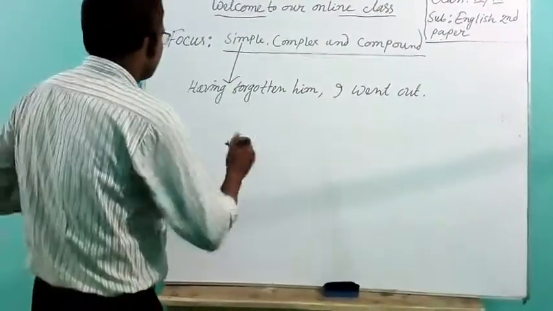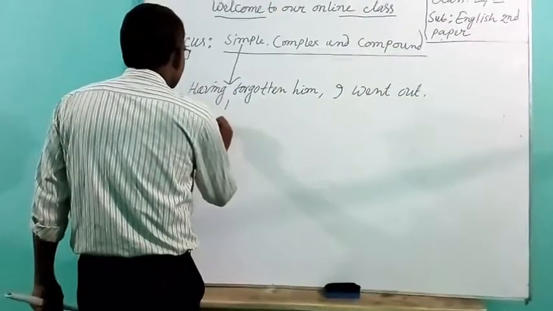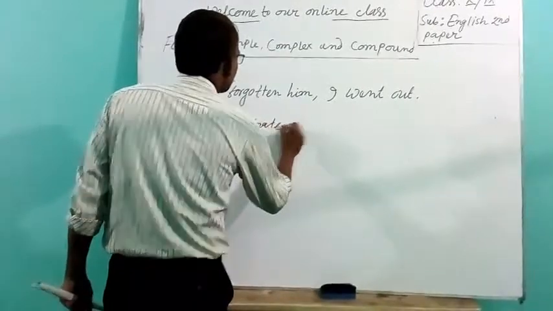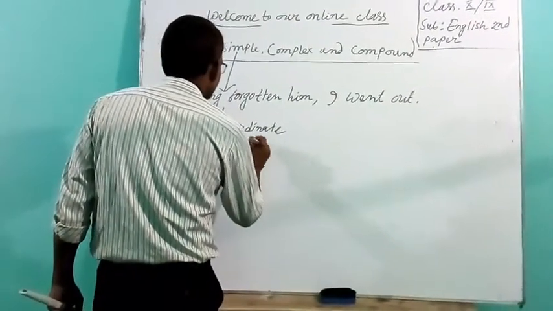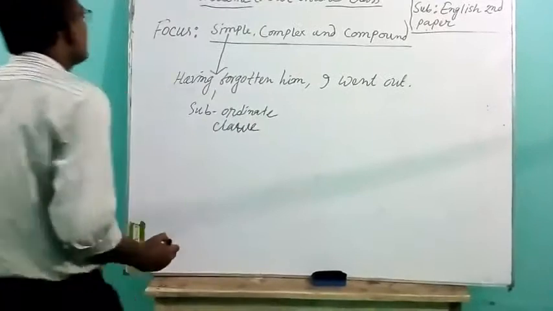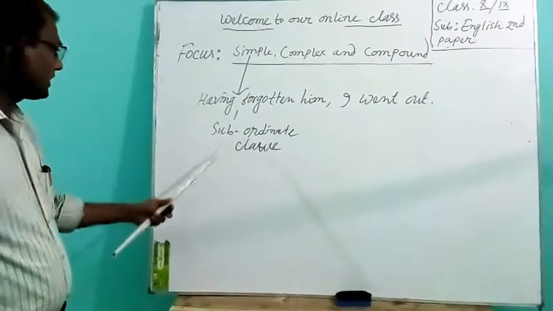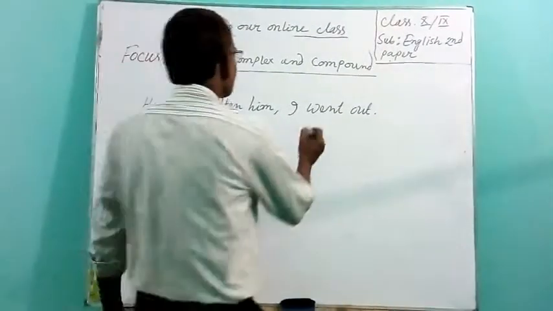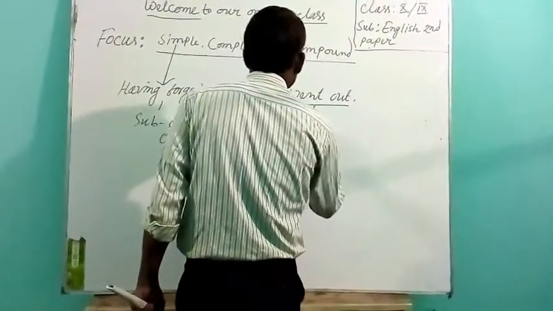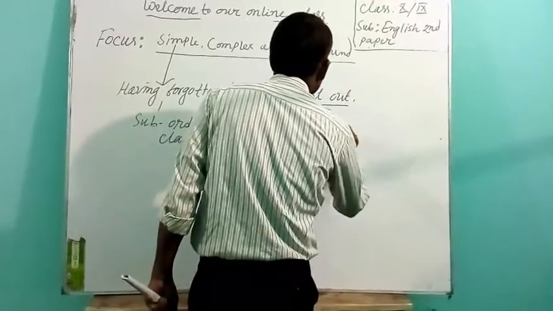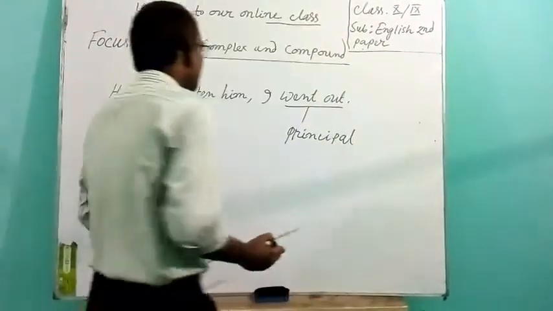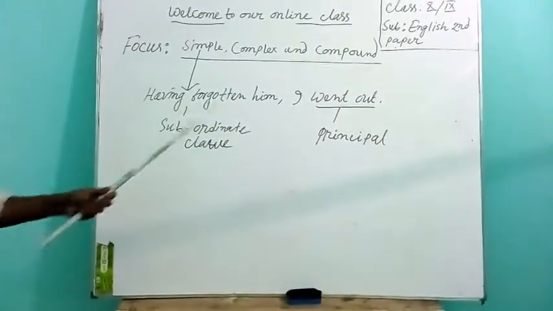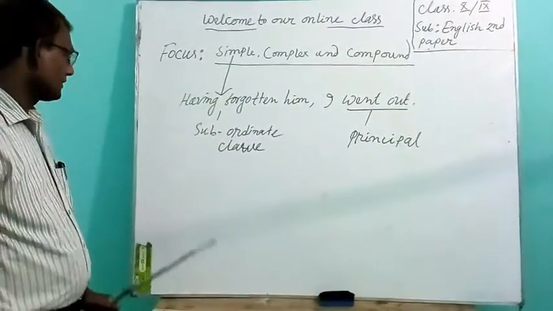This part is also a subordinate clause. Having forgotten him, this is also called a subordinate clause. And I went out, principal clause.